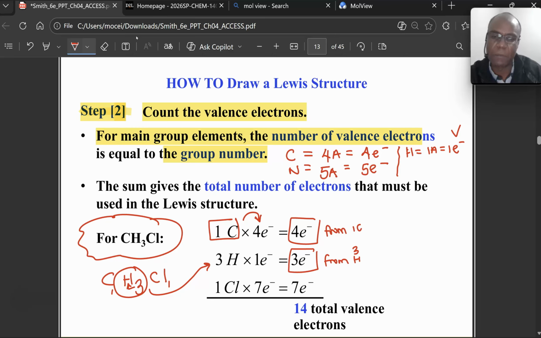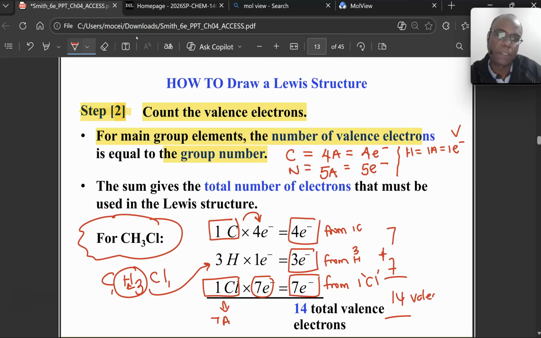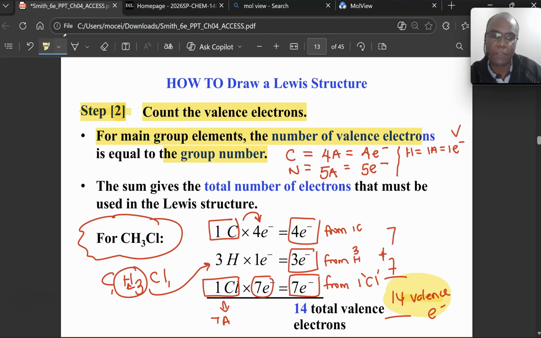And then I have 1 chlorine. Chlorine is in main group 7A, which means it brings 7 valence electrons. So you get 7 valence electrons from 1 chlorine. Now you sum them up. 4 plus 3 is 7. 7 plus 7 gives you 14. 14 valence electrons. These valence electrons are what you would use in making bonds and accounting for lone pairs in the structure of CH3Cl.